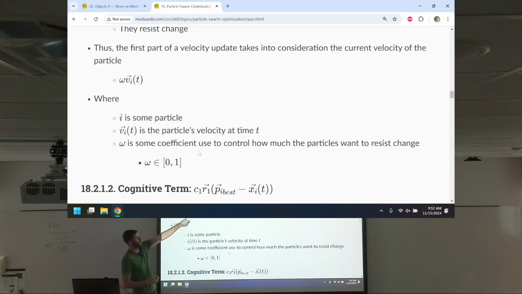If this is 0, my velocity update, v_i at t plus 1, so at the next time step, equals whatever I want my velocity to be plus 0 times this, that's just 0. Meaning, if my inertia coefficient is 0, that means I can stop instantly. If I crank it up, it's harder. I can't instantaneously stop.